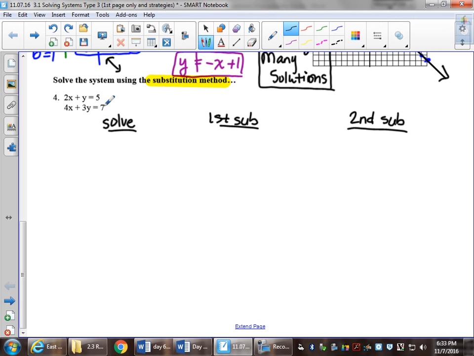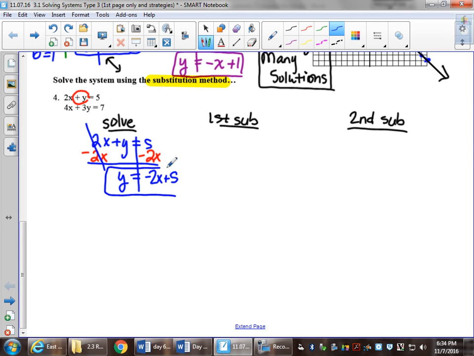And if I look at my original system, nothing is already solved for. So now I want to work on making a good choice. I could solve this one for x or y, or I could solve this one for x or y. When I look, this positive y stands out to me because it's almost by itself. So we're going to choose that equation for the solve step. I'm going to write 2x plus y equals 5, and I'm going to solve for y. To do that, I'm going to subtract 2x from both sides. And I get y equals negative 2x plus 5.